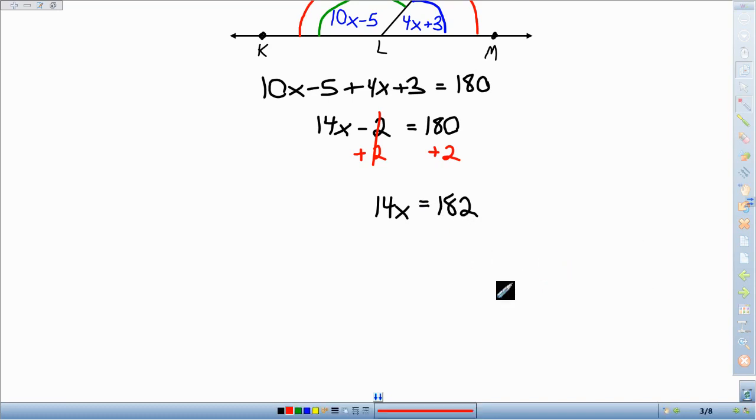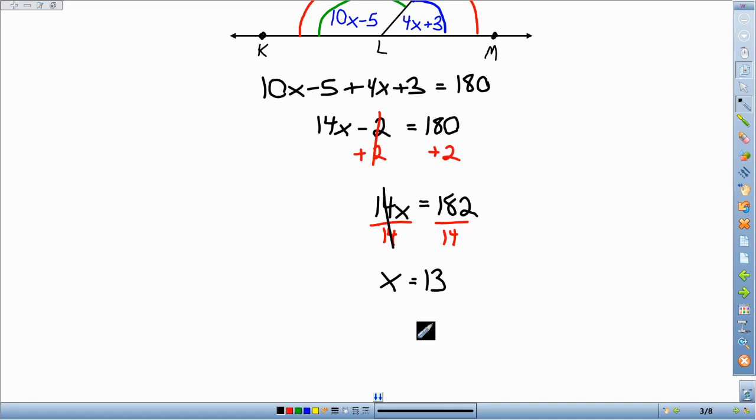Finally, we can get rid of the 14. It's being multiplied, so I'm going to divide. Let me grab my calculator because I don't want to do this in my head. 182 divided by 14, it looks like we are getting 13. Okay, so x equals 13.